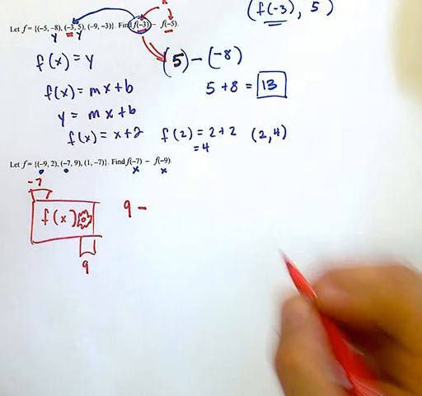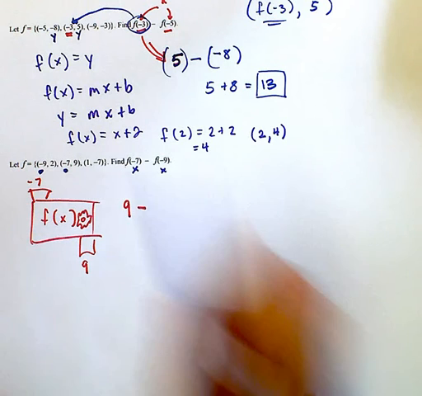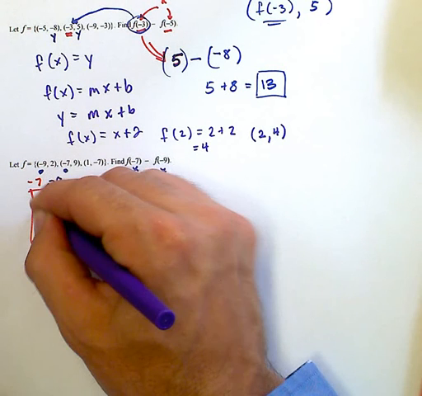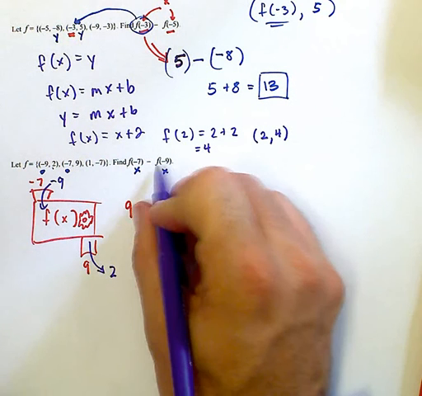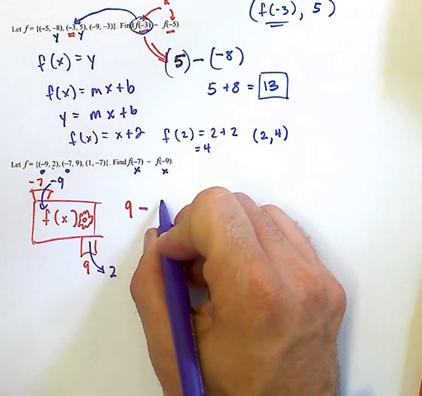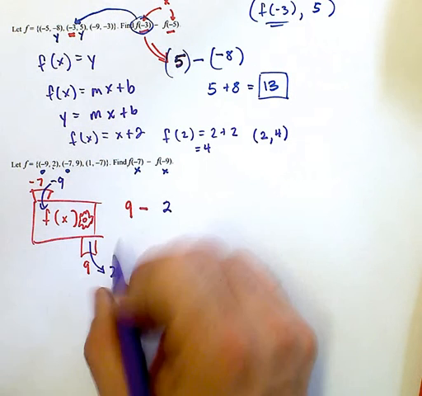If I put in a -9, my result is going to be a 2. So my function of -9 is a 2. Now I can do 9 minus 2, 7.